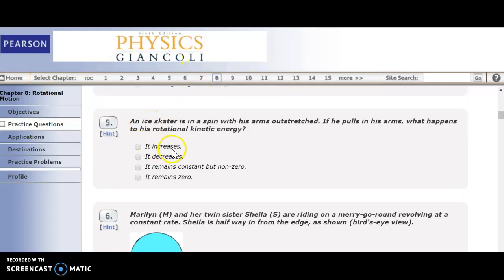An ice skater is in a spin with his arms outstretched. If he pulls in his arms, what happens to his rotational kinetic energy? This is actually a classic trick question. This is often replaced with rotational momentum or angular momentum.